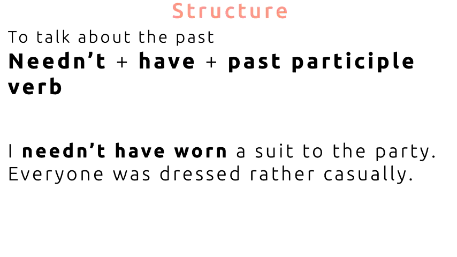Now there's one more thing that we have to look at. It's the past of this form. So to talk about the past, we use needn't plus have plus a past participle verb. For example, I needn't have worn a suit to the party. Everyone was dressed rather casually.